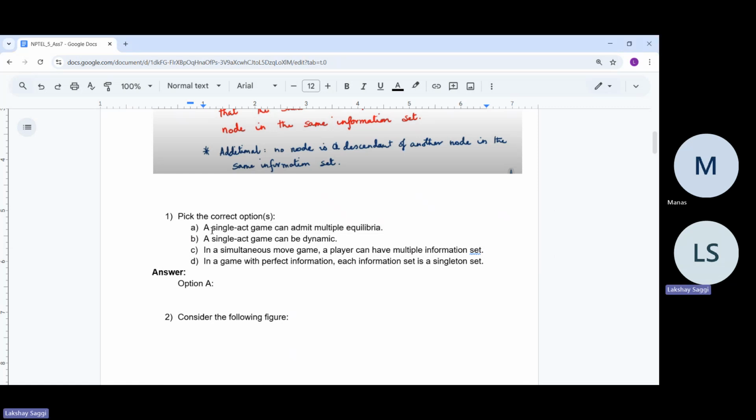So what are single act games? I hope, Manas, you remember from the lectures that single act games are the games wherein in any game path every player plays exactly once. So this is what you call a single act game. Every player is acting only once. And then there was discussion around single act games admitting multiple equilibria or a single equilibrium.